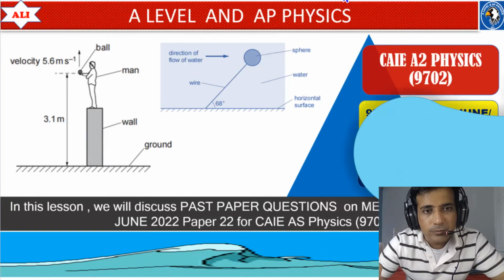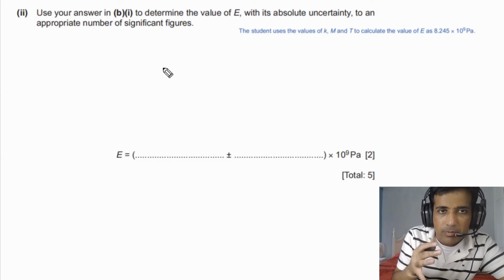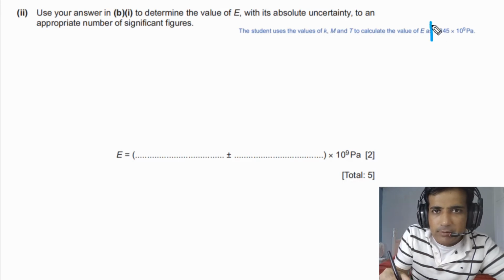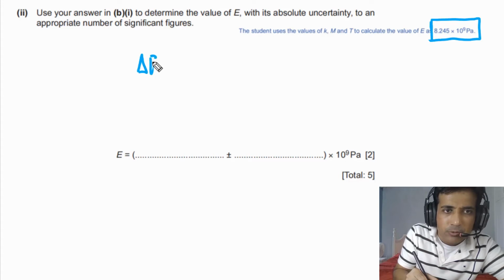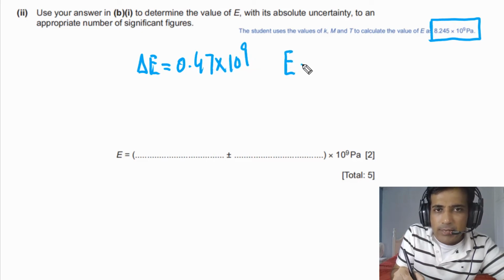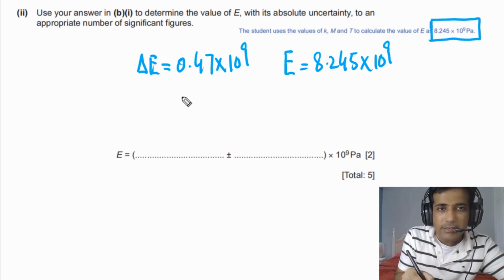Let's improve together. Before we start working on question number 2, I just want to highlight some points about writing measurements with absolute uncertainties. For this question, we have already discussed that the value of E is equal to this, and delta E means the absolute uncertainty. In E, we have also calculated that was equal to 0.47 times 10 to 9. Now, you can see we have value of E that is equal to 8.245 times 10 to 9, and delta E is also given to us.